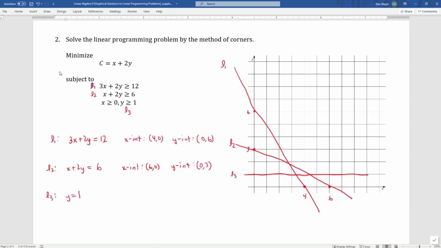And x greater than or equal to 0, that's going to be our y-axis. So the line x equals 0 is our y-axis. Now when it comes to getting the inequality parts drawn, that x greater than 0 means we're going to be in the right half plane. For line 1, when I test the origin here, we get 0 is greater than or equal to 12, which is false. So line 1, we want to be pointing away from the origin.